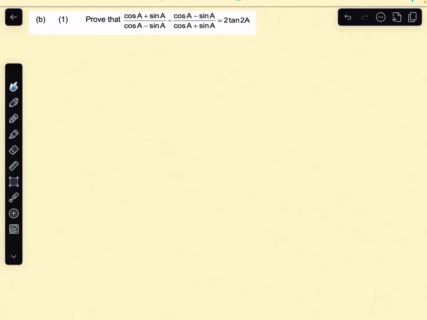We are busy with IEB's Paper 2 from May 2025. Today we are focusing on question 7b. The first part of it is to prove that (cos A + sin A)/(cos A − sin A) − (cos A − sin A)/(cos A + sin A) is equal to 2 tan 2A.